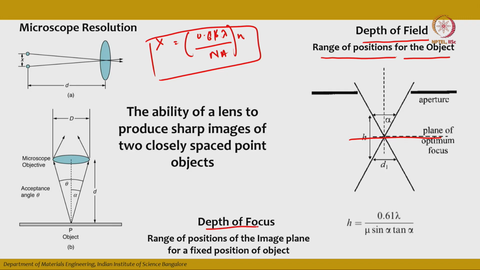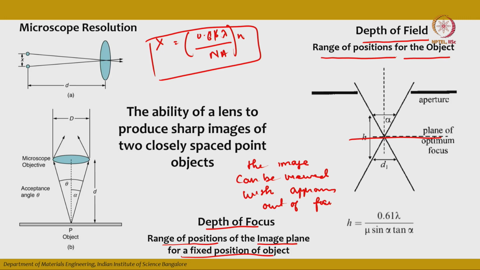Depth of focus is the range of positions of the image plane for a fixed position of the object, okay. So it is a range of positions at which the image can be viewed without appearing out of focus for a fixed position of the object.